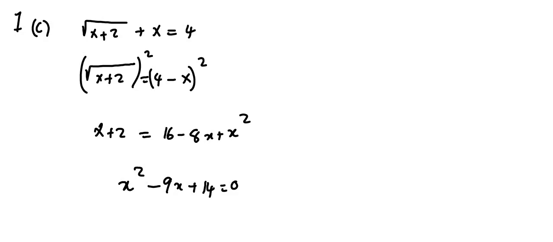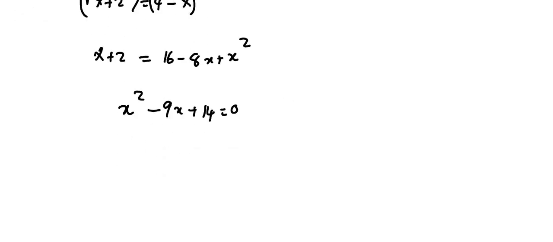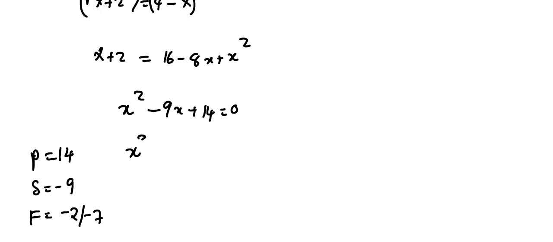So here we have this. Then we can solve this using the product sum factor method. The product is 14. The sum is negative 9. So we're looking for two numbers such that if we multiply them, we get 14, and then add them, we get negative 9. That's negative 2 and negative 7.